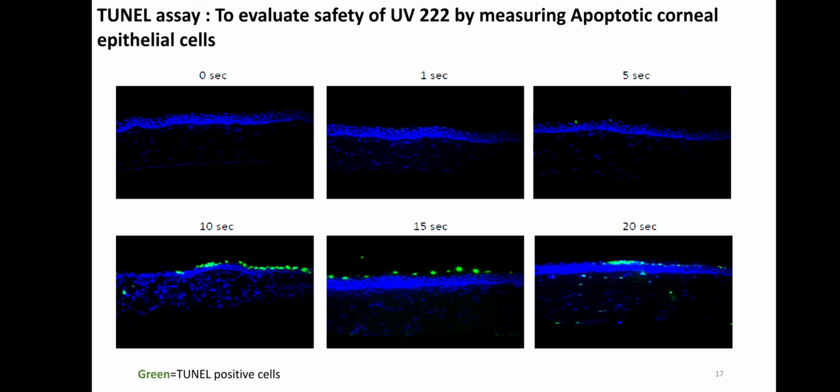Later at 10 second, 15 second and 20 seconds we got some TUNEL positive cells. Here we see that at 10 second, 15 second and 20 second it scratches and the cells detach from the cornea layers. So this is due to the longer UVC exposure time, which affects the first layer of the cornea.